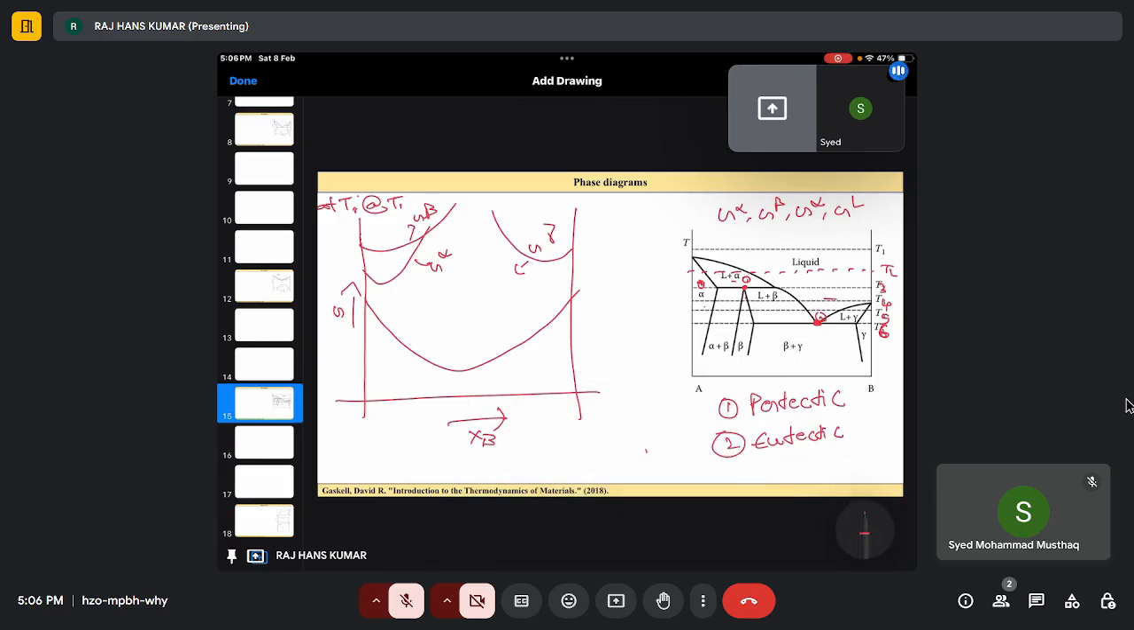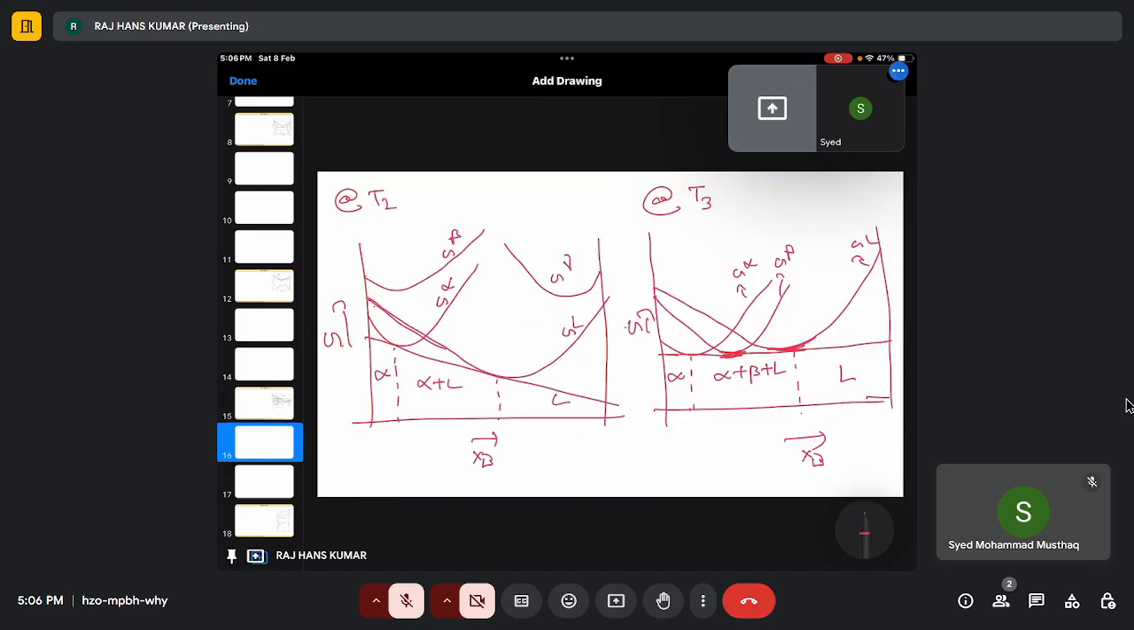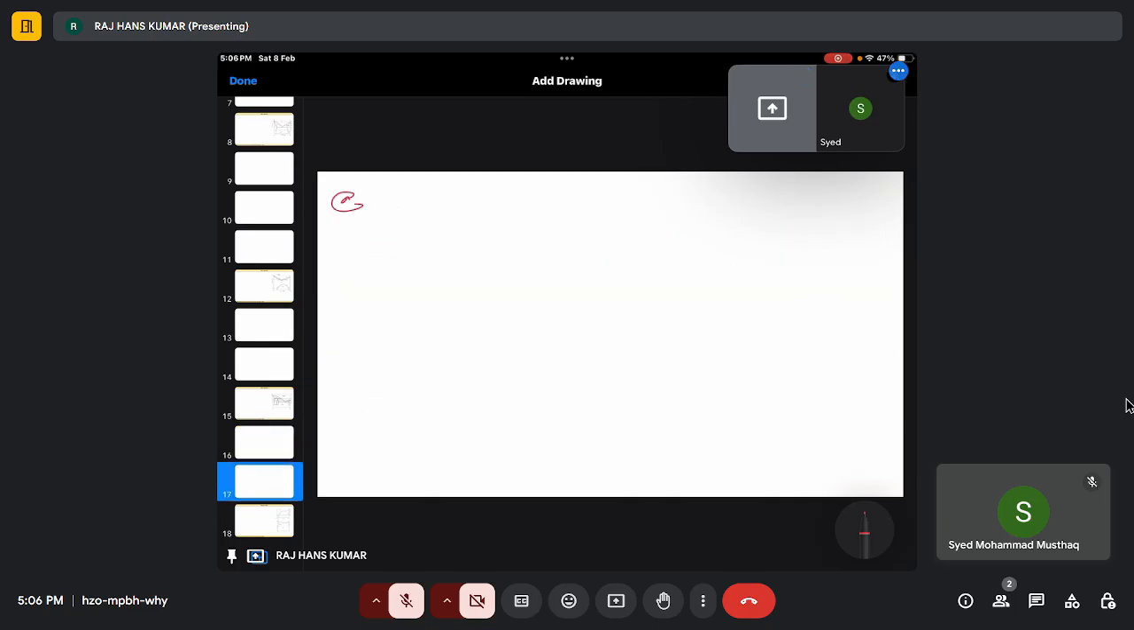Next one is T4. T4 will have alpha, alpha plus beta, beta, beta plus liquid, then liquid, right? You have this G gamma. I forgot to mention that. Okay. Now, at T4. This is my free energy. This is composition.